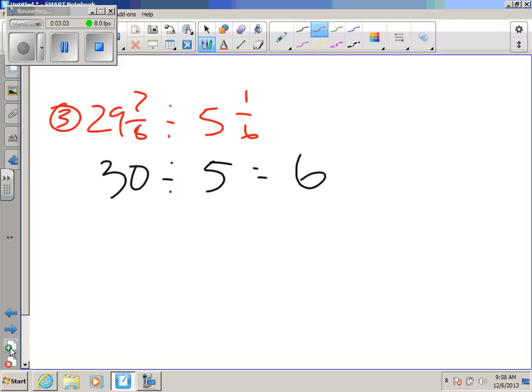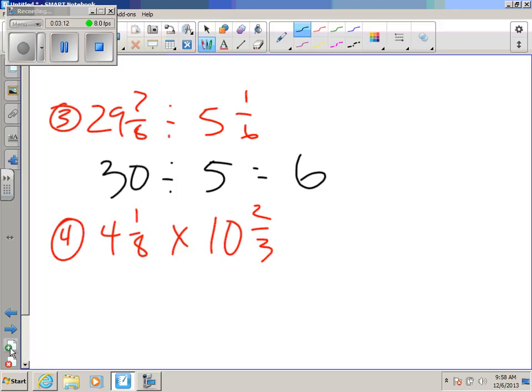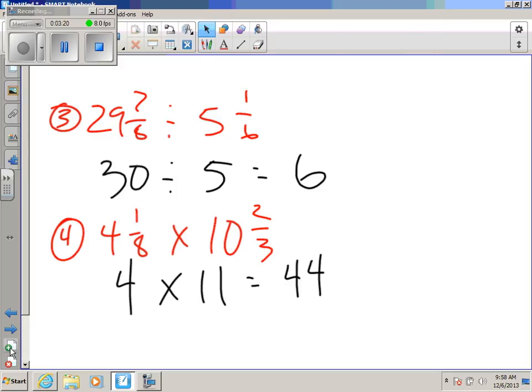Number 4, 4 1/8 times 10 2/3. So 4 1/8 goes to 4, and 10 2/3 goes to 11, which equals 44.